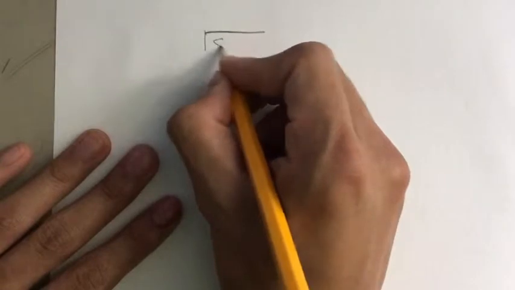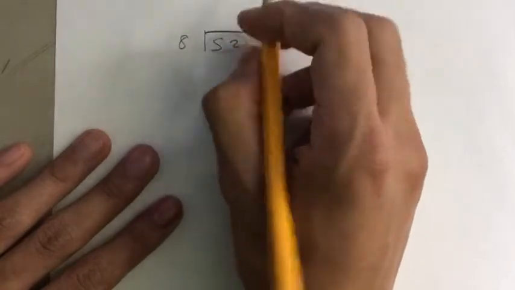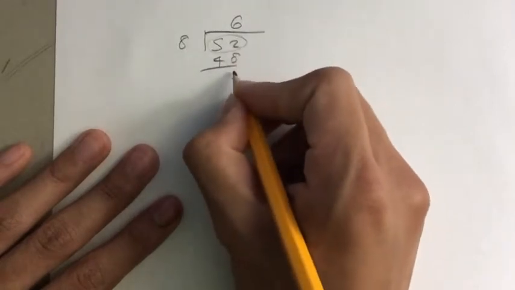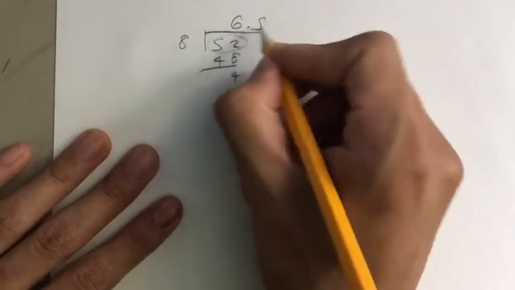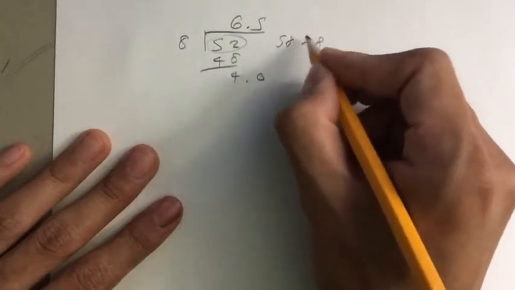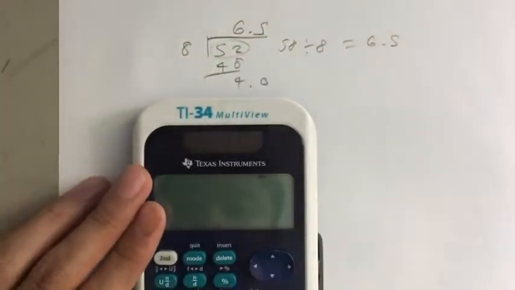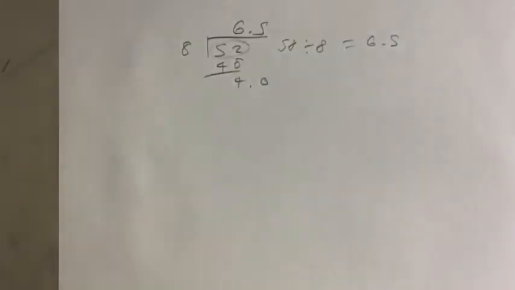Okay, so now, you know how to do long division, right? Well, just in case you forgot, 52 divided by 8. How many times does 8 fit into 52? It fits in 6 times, so 8 times 6 is 48. That leaves 4, and 8 fits into 4 0.5 times. So 52 divided by 8 equals 6.5, and then we could check that with a calculator. 52 divided by 8 is 6.5. Okay, good. So let's continue to algebra.